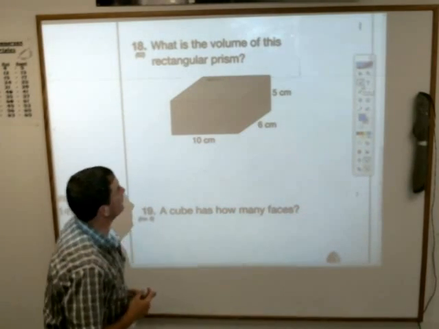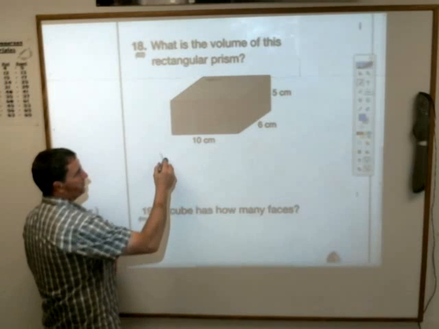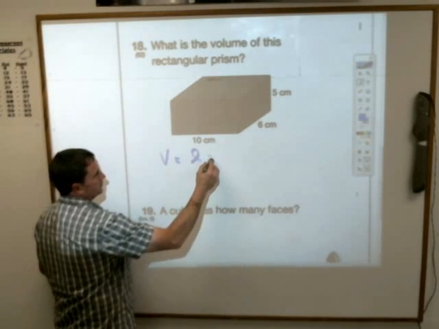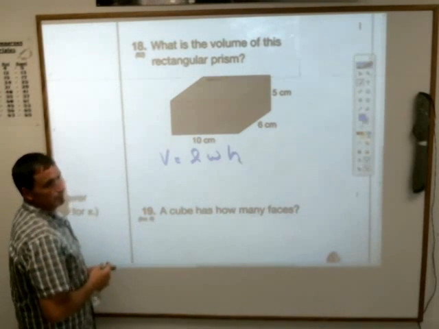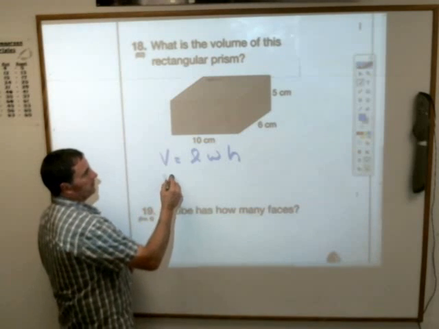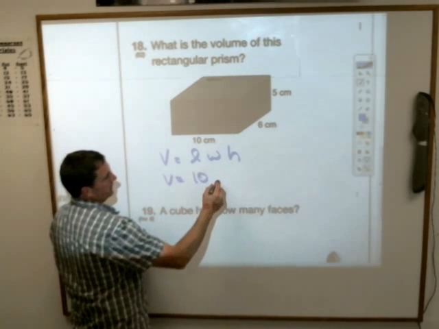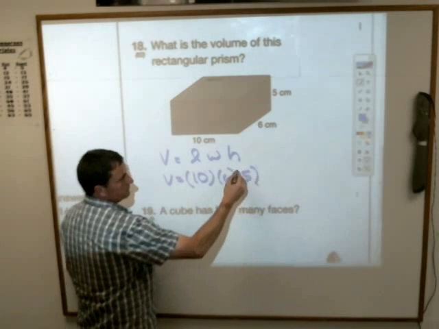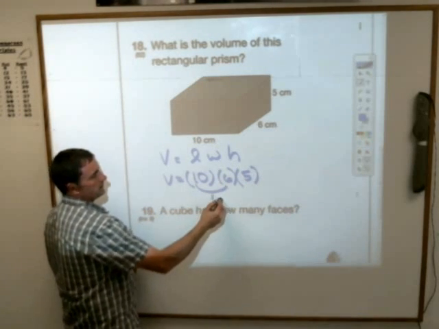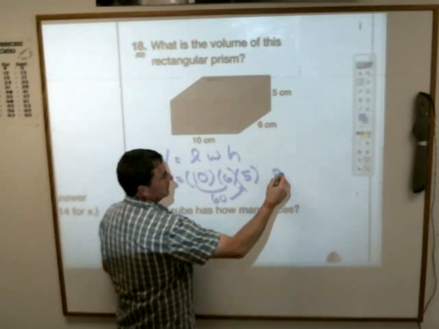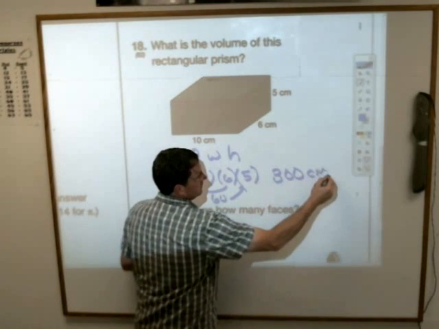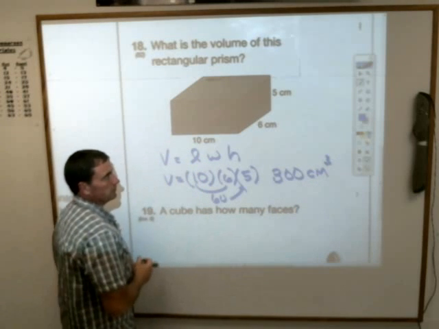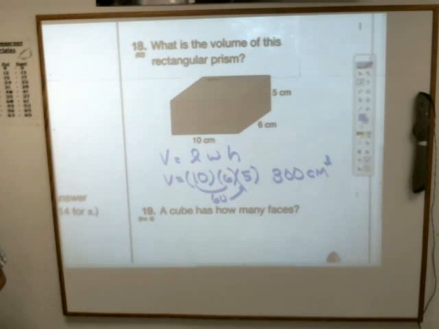The first thing for problem number 18 is how do you find the volume of a rectangular prism? It's just length times width times height. So it's just a matter of multiplying 10 times 6 times 5. 10 times 6 is 60. 60 times 5 is 300 centimeters cubed. Taylor, in your notes you should have volume as length times width times height.